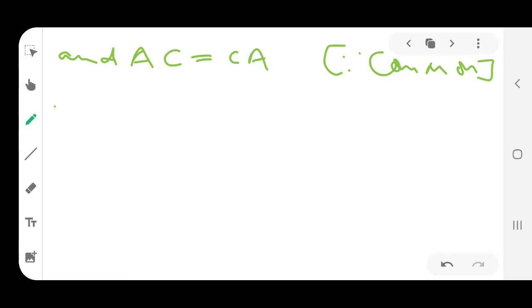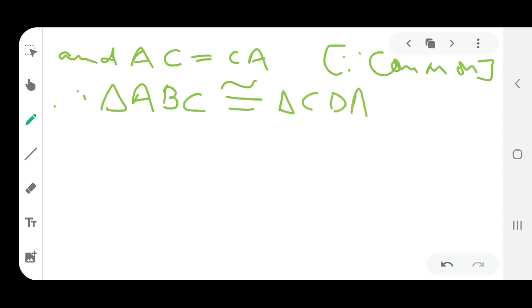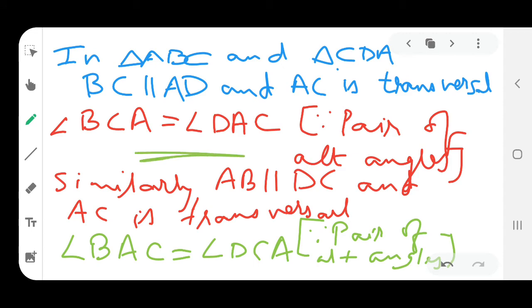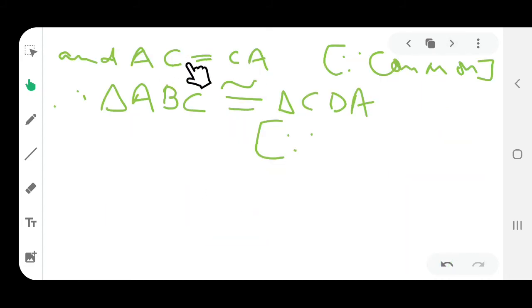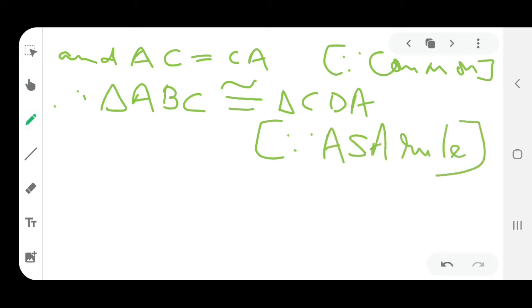So therefore, we can write triangle ABC is congruent to triangle CDA, and this is by which rule? We have two angles equal, these two pairs of angles, that is BCA equal to DAC and BAC is equal to DCA, and the side between them is also equal. So by the angle side angle rule, these two triangles are equal to each other, and that's it.